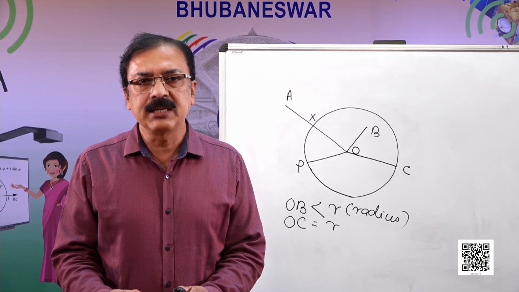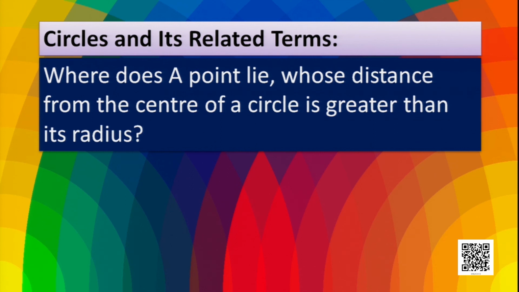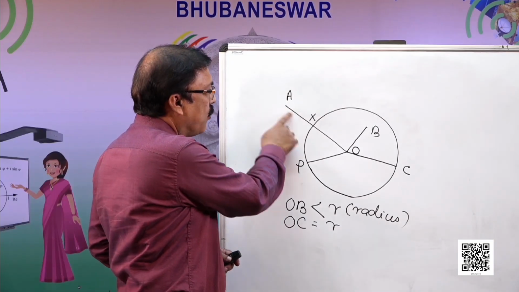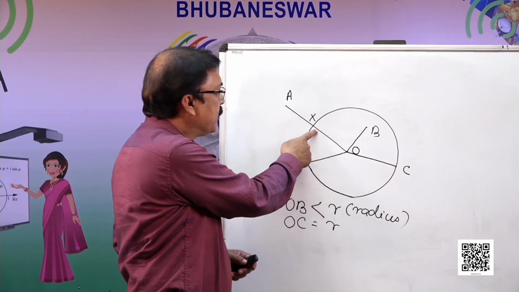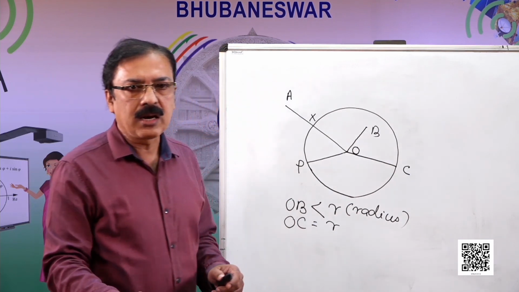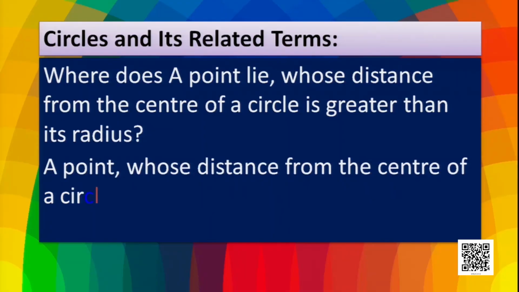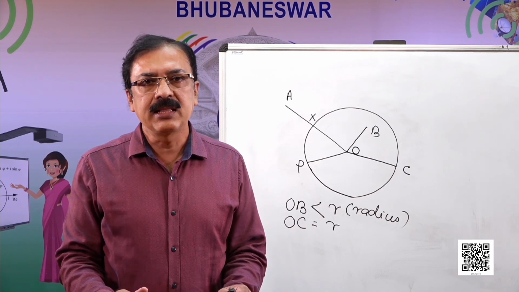Let's take another question. Where does a point lie whose distance from the center of a circle is greater than its radius? As you see on the board, here AO is greater than the radius OX, and from this figure we see that A is in the exterior of the circle. So we can say that a point whose distance from the center of a circle is greater than its radius lies in the exterior of the circle.